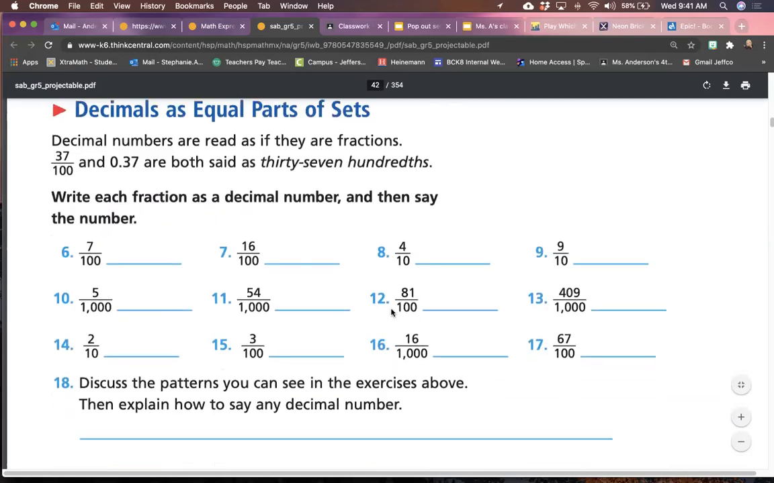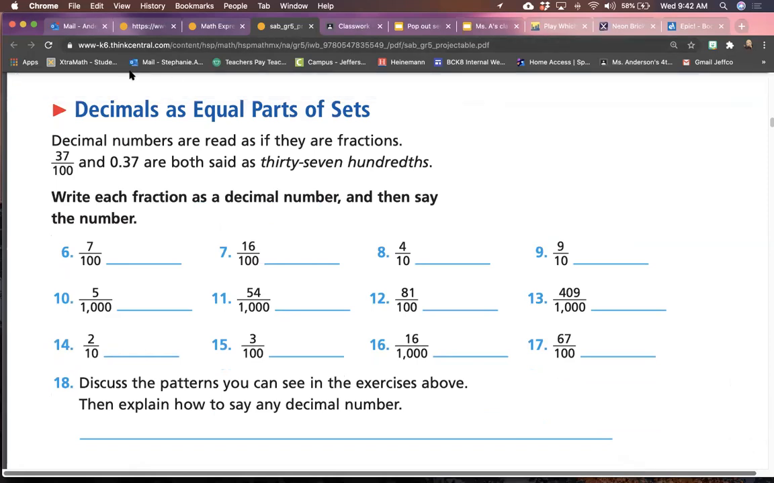So I want to do a couple example problems with you guys really quick before we get going. I'm going to draw on my screen, so bear with me. 7/100ths. It says write the fraction as a decimal number and then say the number. Well, I know for sure that I have 0 wholes. It's smaller than a whole. So I have 0 wholes, and we always read our decimal as "and." 7/100ths. Can someone tell me where my 7 would go?